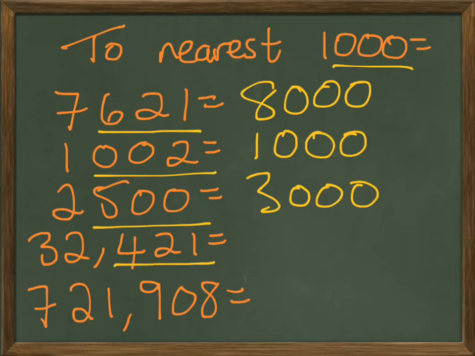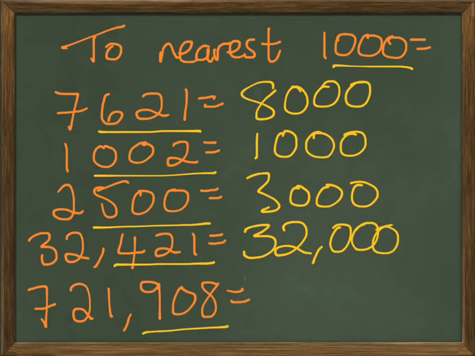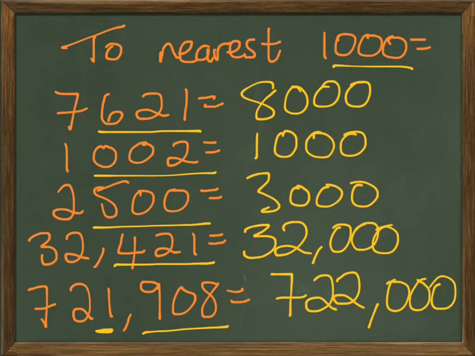32,421. 421 is closer to 0 than it is to 1,000, so we stay at 32,000. And 721,908. 908 is closer to 1,000, so that one needs to go up. 722,000. So even big numbers, it's quite simple. You just look at the ones that are important.